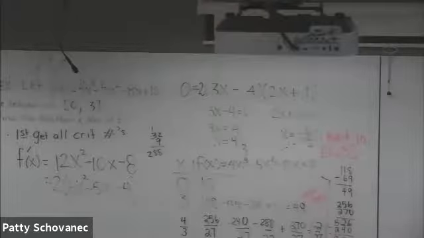So had there been another x value, then you would just compare whichever one's highest and lowest. Just make your list of critical numbers in the interval, the two endpoints of the interval, and then plug and chug and pick out the biggest and the smallest.